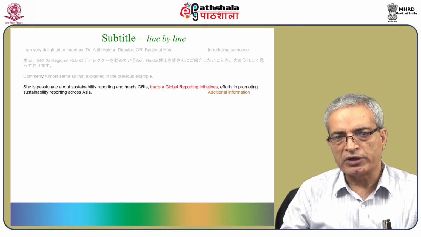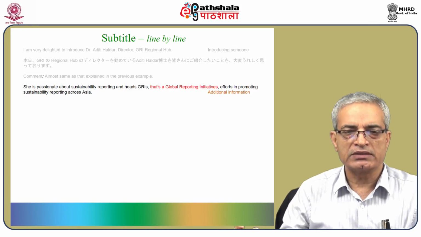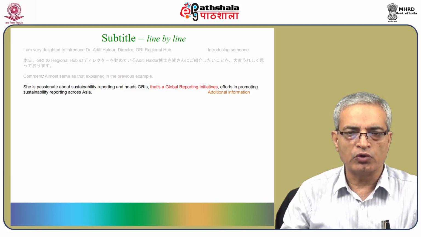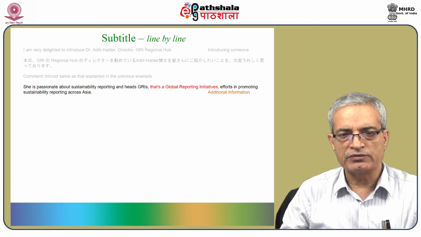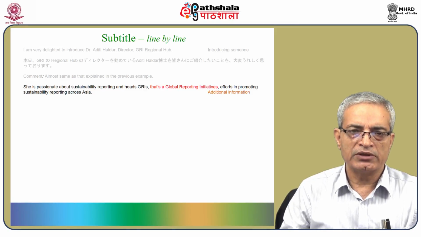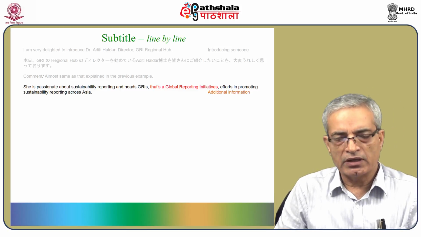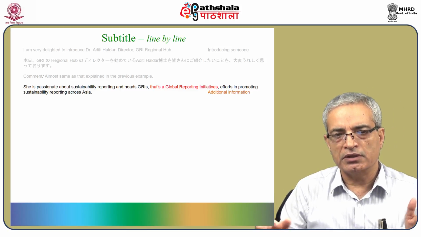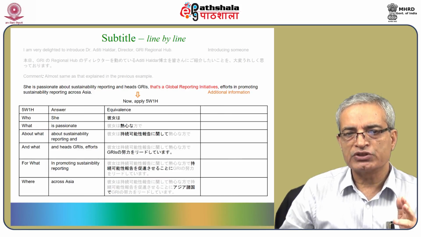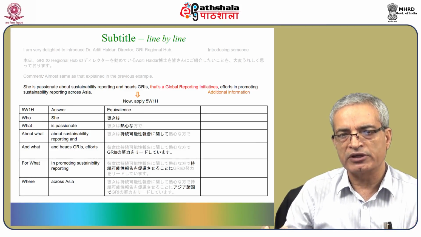The English also needs to be understood. There is a word called GRI in between, and GRI also has a small s after that. It's a short form of Global Reporting Initiatives. Then it further explains efforts in promoting sustainability reporting across Asia. Now, if I say across Asia, that means it can be taken out. The second part was she is passionate about sustainability reporting and heads. So there is one part, she is passionate about sustainability reporting and heads GRIs, and then GRIs explained.